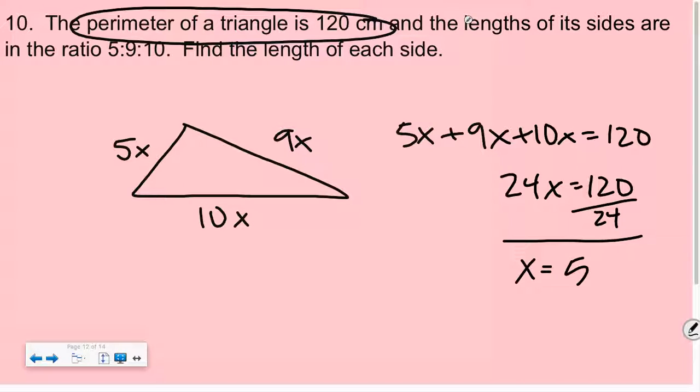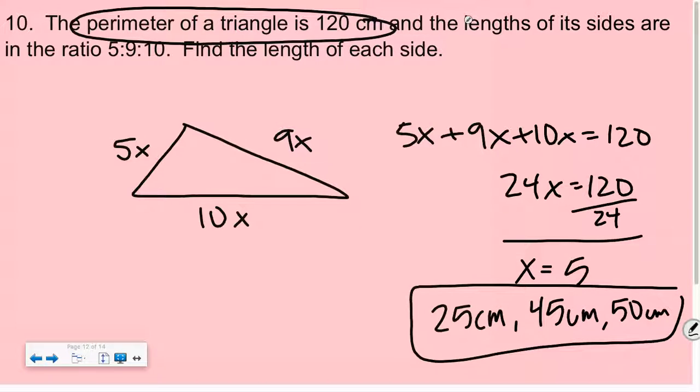Find the length of each side. What's the length of my shortest side? 25. How about the next shortest side? 45. And my longest side? 50. Alright. Try to remember your labels if they apply. Okay, side lengths, degrees. Try and remember your labels. Questions?